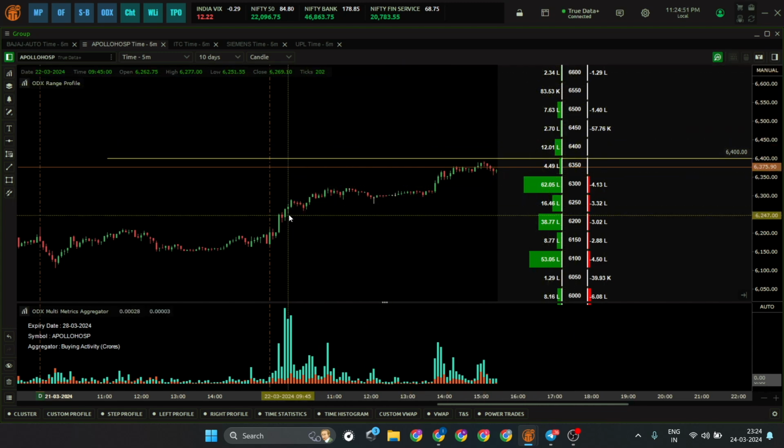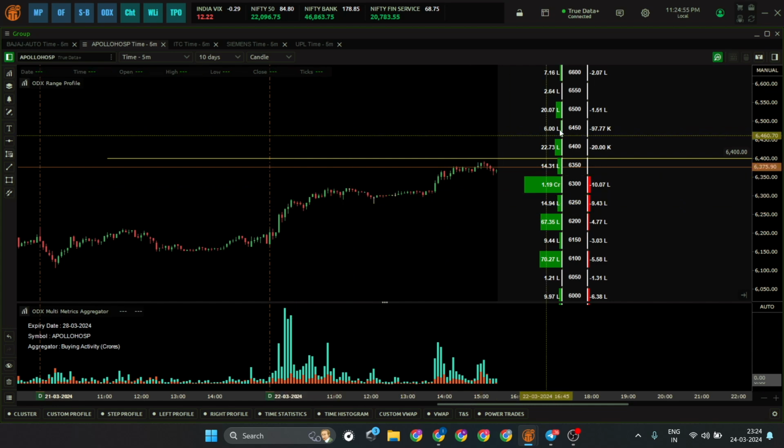Thereafter, again I got a big candle here, and 6,500 is also starting to get some contracts. It's not a big number of contracts, but still 6,300 almost increased by 1.19 cr. So this sort of situations I consider.